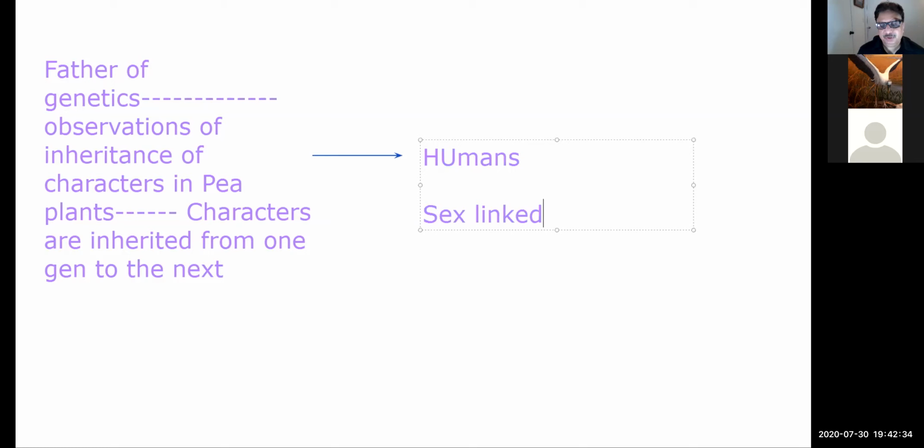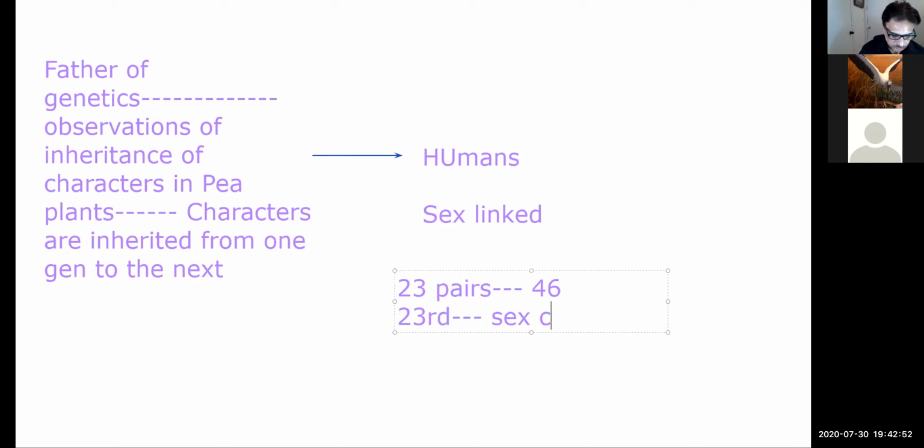Why do I call this sex-linked? Because remember, in human beings we have 23 pairs of chromosomes, or 46 chromosomes. The 23rd chromosome is called the sex chromosome. If there is a problem in this chromosome, then this is passed on to the next generation. So if there is any problem in the 23rd sex chromosome, and that is passed on from one generation to the next, then it is a sex-linked disease such as color blindness.